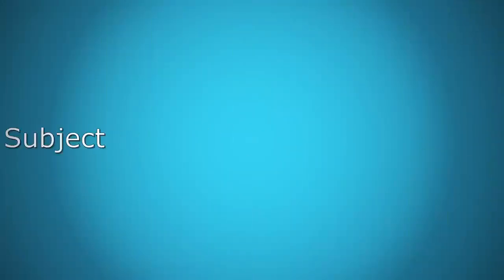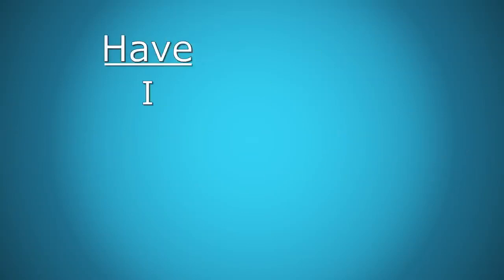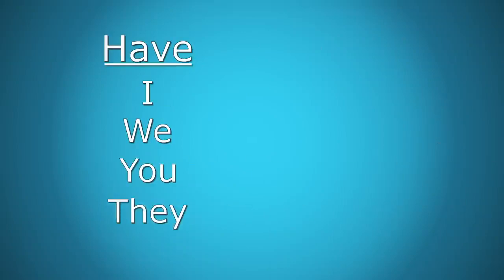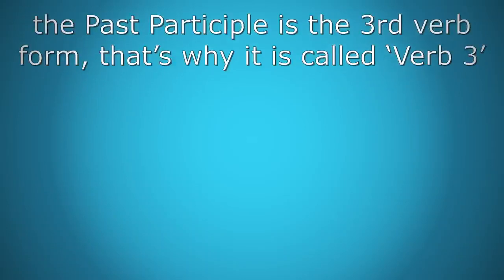To form the present perfect, we use a subject plus the helper verb have or has plus the past participle, sometimes called verb 3. We use have with I, we, you, and they, and we use has with she, he, and it. If you've ever tried to memorize the verb forms in English, the past participle is the third form that you say. That's why it's sometimes called verb 3.